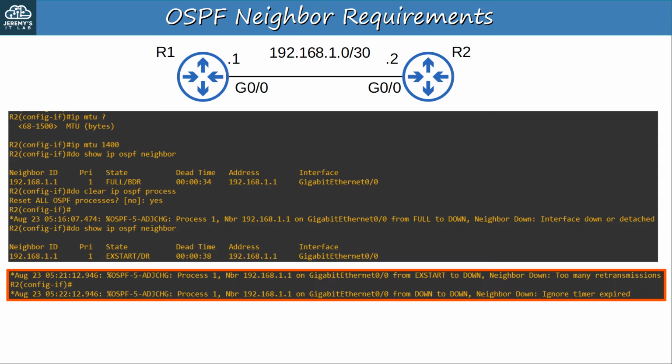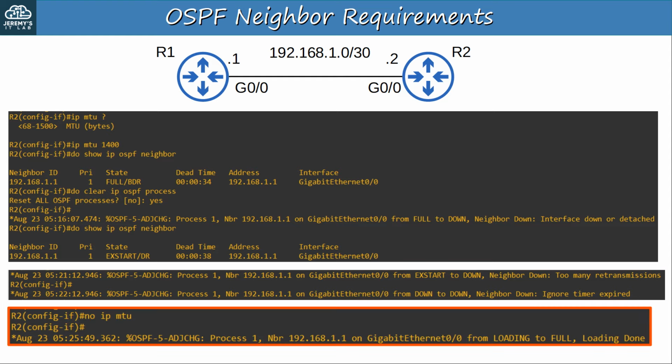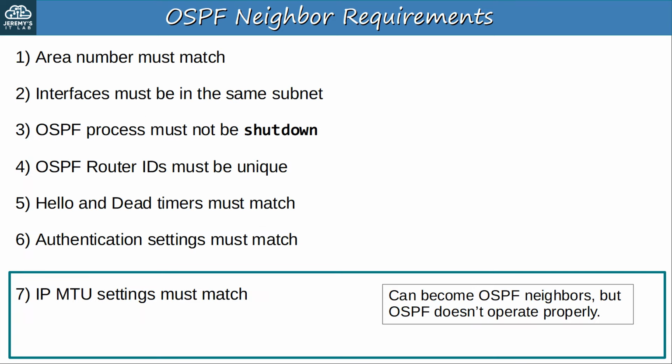After waiting a few minutes, a few more messages were displayed, and these kept on repeating, by the way. So clearly OSPF isn't functioning properly. I used no ip mtu to return the MTU to the default value, and then finally R1 and R2 reached the full state. So if your OSPF neighbors are having trouble reaching the full state, make sure to check the MTU settings.